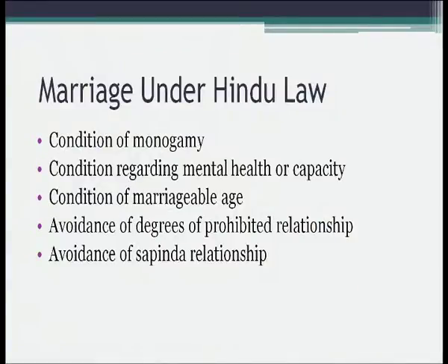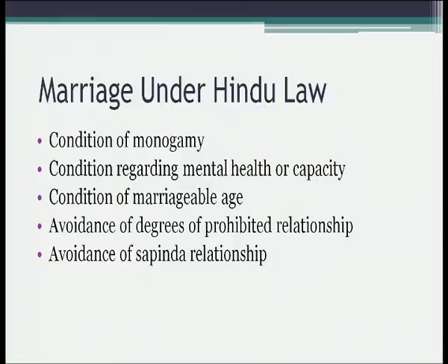Now, the next important condition is that the marriage must not be between persons within the degrees of prohibited relationship. The degree of prohibited relationship means that neither of the parties should be related to the other party by way of lineal ascendant of any of the relatives of the other party. Meaning thereby, someone will not be allowed to marry the daughter of his own uncle or the daughter of his own sister.